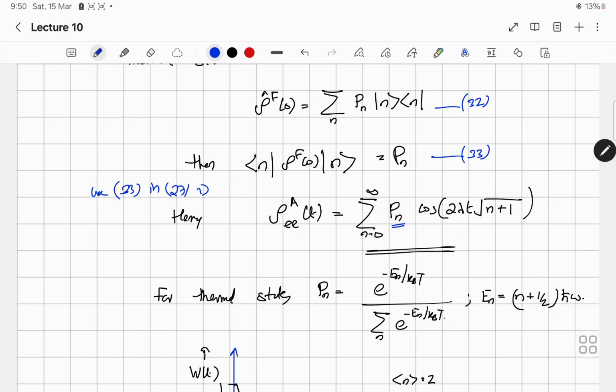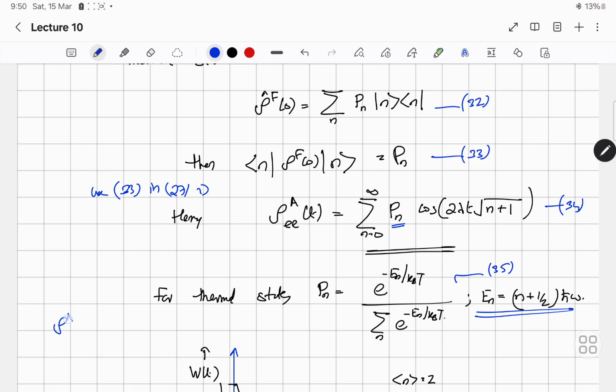Okay, so we can substitute this P_n in equation number 34. What is E_n? E_n is (n plus half) h-cross omega. So we can substitute equation number 35 in 34, and I can get my rho_A.